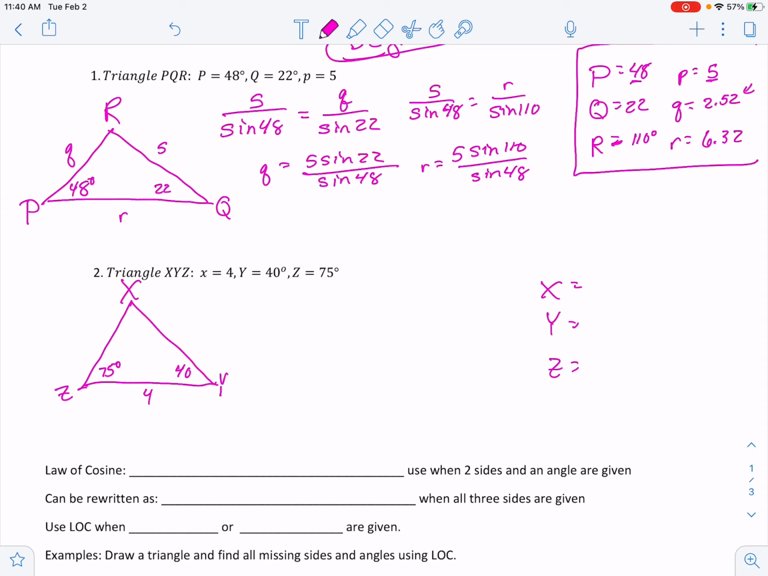And X we don't know. Y is 40, Z is 75. And then you have little x, little y, little z for the sides, and they told us that was 4. Well, currently, there's no law of sines I can set up because I don't have an angle and a side combined. But I can use 180 minus 40 minus 75 and get the fact that x is 65.